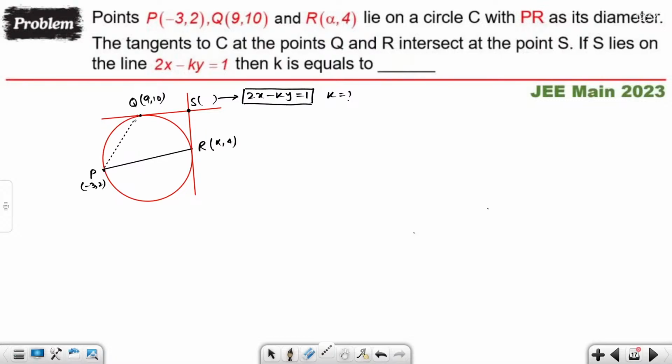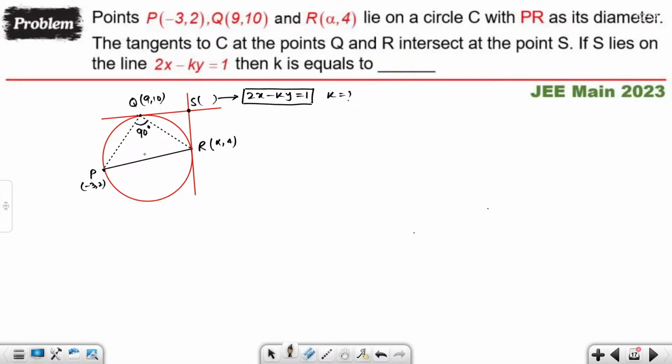PQ and QR. So definitely this angle is the angle in the semicircle. As PR is the diameter, PQR is the angle in the semicircle. Hence this angle will be nothing but 90 degrees.